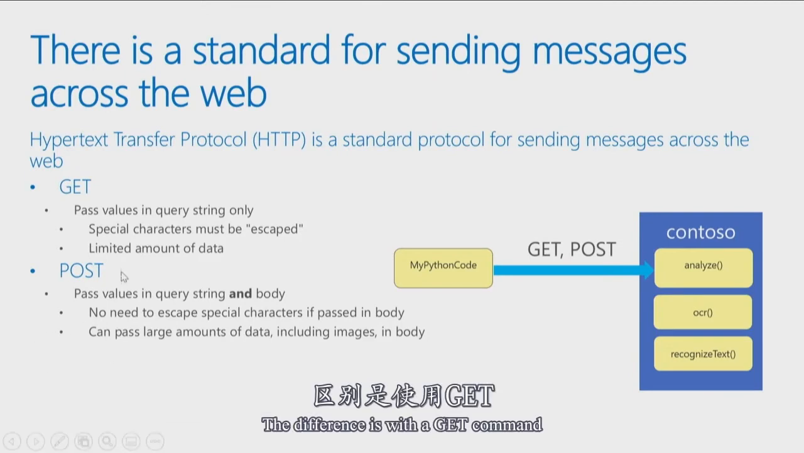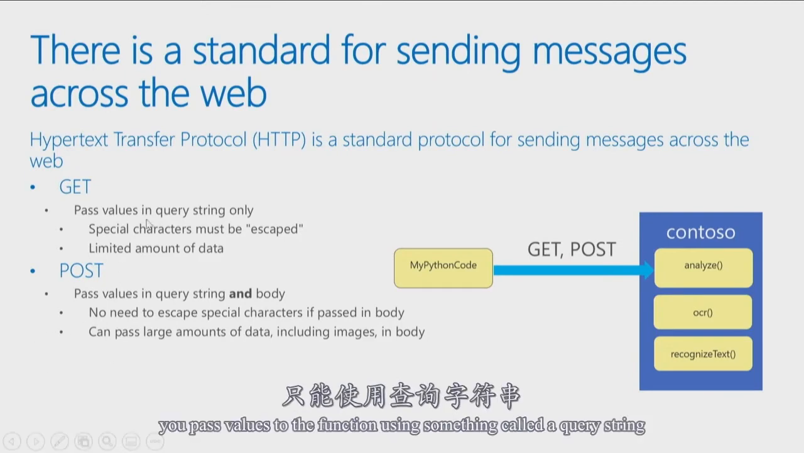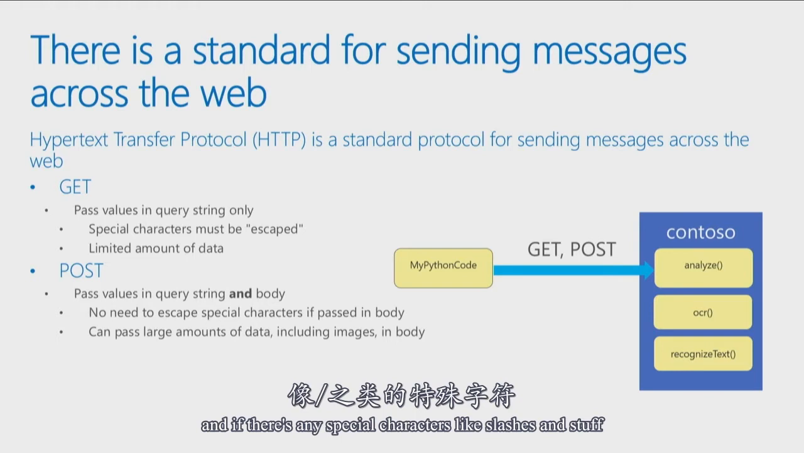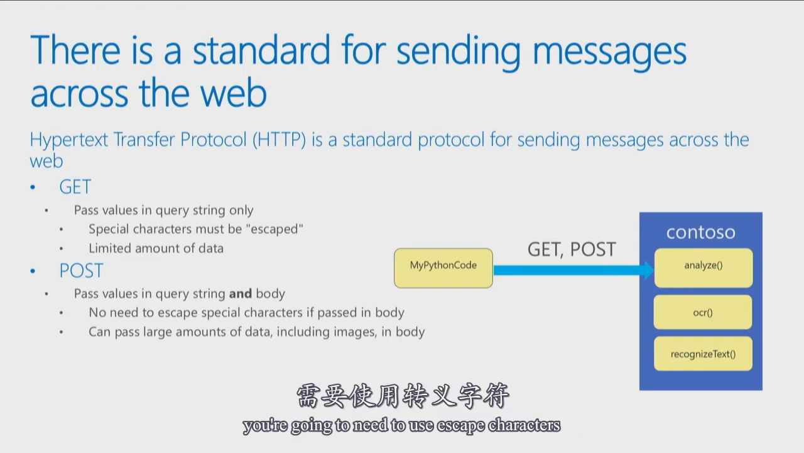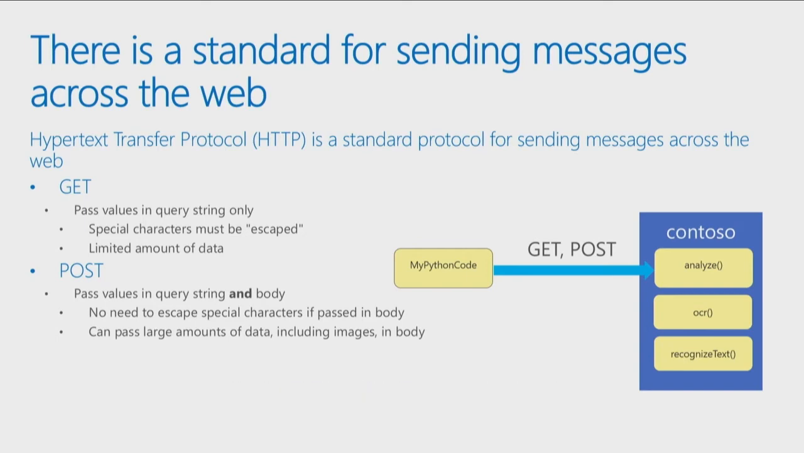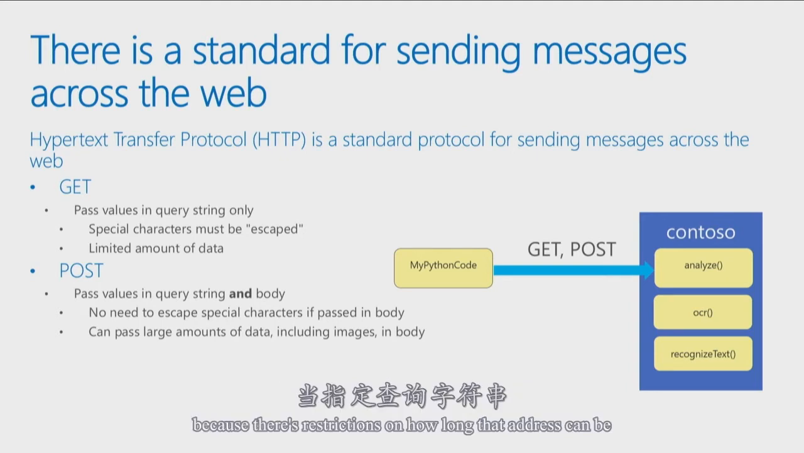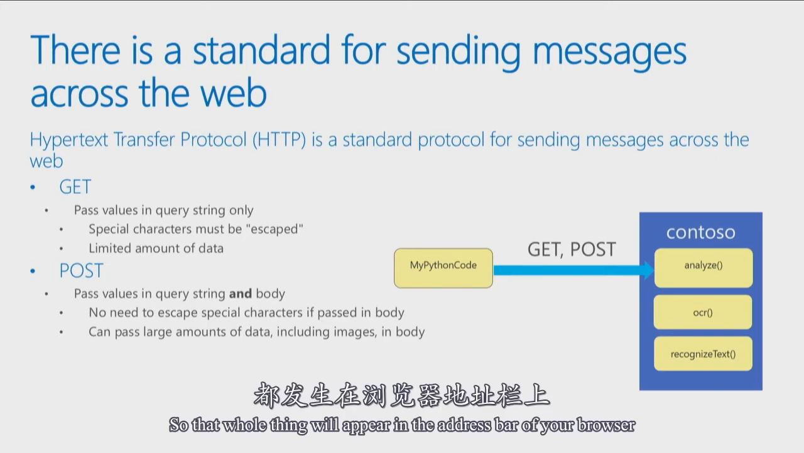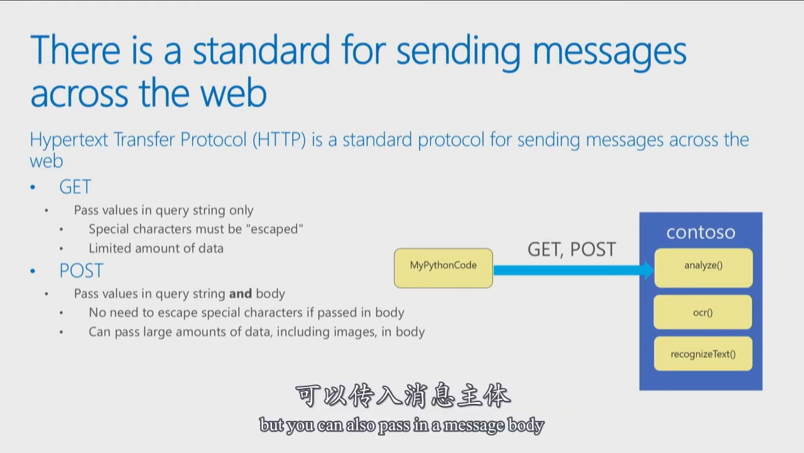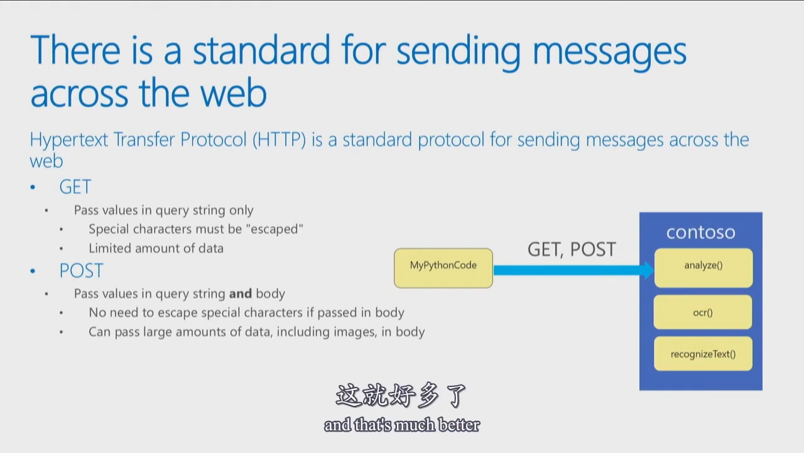It's subtle. The difference is with a GET command, you pass values to the function using something called a query string. So it's all part of that big long address. And if there's any special characters like slashes and stuff, you're going to need to use escape characters because it doesn't like special characters. So there's extra things you have to do to deal with those characters. It also has a limited amount of data that you can pass in because there's restrictions on how long that address can be when you put the query string on top of it. So that whole thing will appear in like the address bar of your browser. Now a POST, you can pass in values with that query string, but you can also pass in a message body, and that's much better.